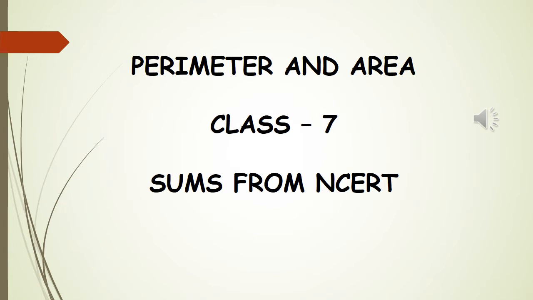Today we'll be continuing with the chapter Perimeter and Area. We'll be doing sums from the NCERT book. Last class we did perimeter and area of rectangle and square. Today we'll be learning the perimeter and area of triangle and parallelogram.